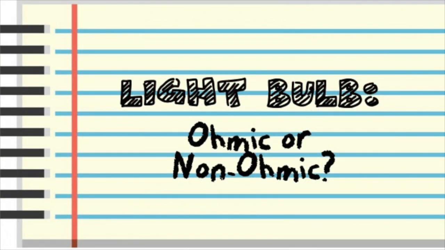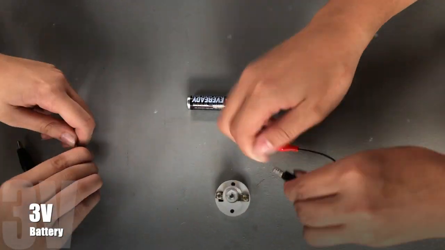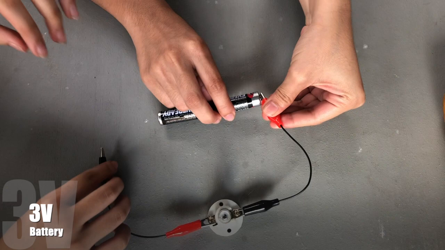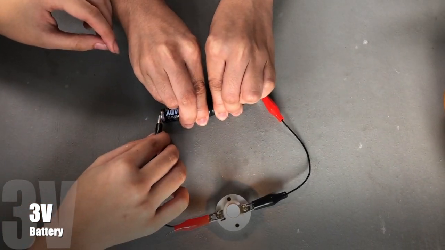Now, how about the light bulb? Is it ohmic or non-ohmic? We start off by using 2 batteries with 1.5 voltage each, because the light bulb that we will use has a 2.5 voltage.